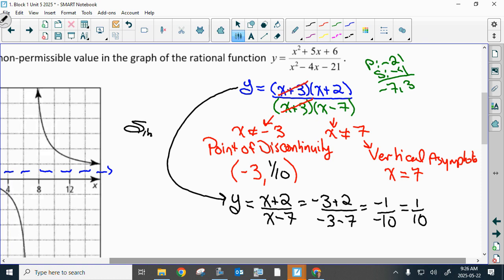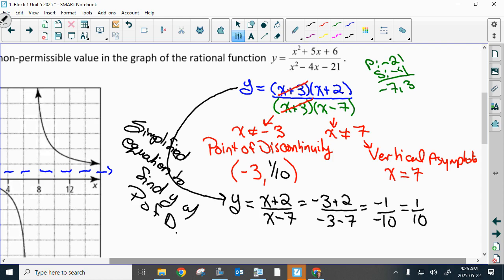So, use the simplified equation to find the y value of the point of discontinuity. Don't ever call it a P of D on a written response. This is just a thought process. I use the full words, point of discontinuity. But I use the simplified equation to find the y value of the point of discontinuity.